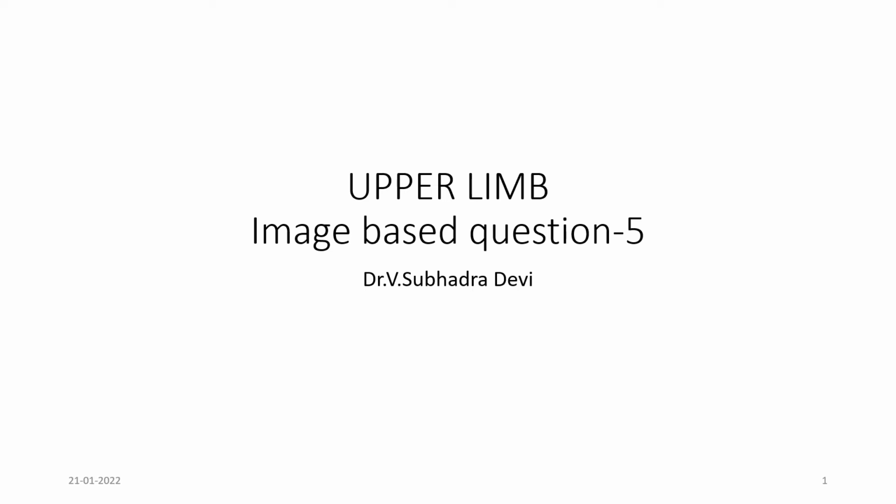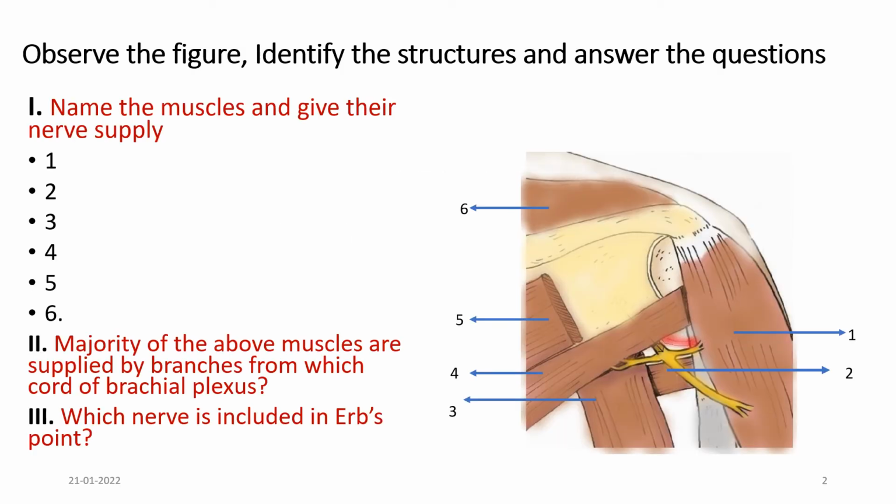Dear students, let us solve an image-based question in the upper limb. Observe this figure. Identify the region of the upper limb, the side of the upper limb, whether it is the anterior surface or posterior surface. Get familiar with the region.